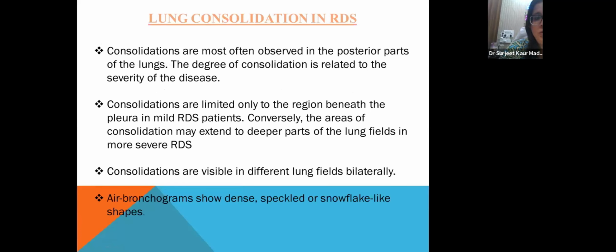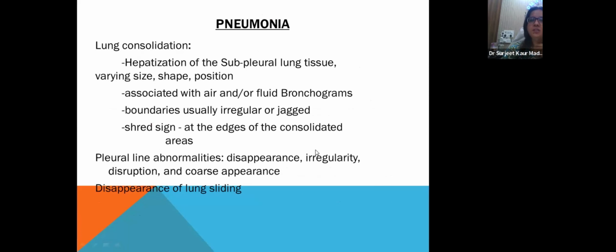Next, going to pneumonias. In pneumonias, you have extensive lung consolidations. You may have air bronchograms, fluid bronchograms. You can have the shred sign also. The pleural lines are also abnormal. Pleural lines might be irregular, disrupted, coarse. See, this pattern is very similar to your RDS. But in RDS, you have subpleural consolidation. In pneumonias, you have the shred sign.